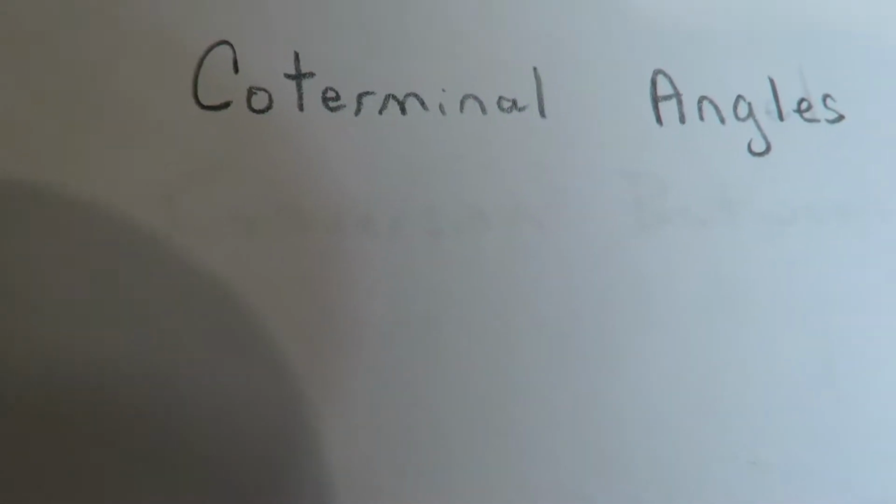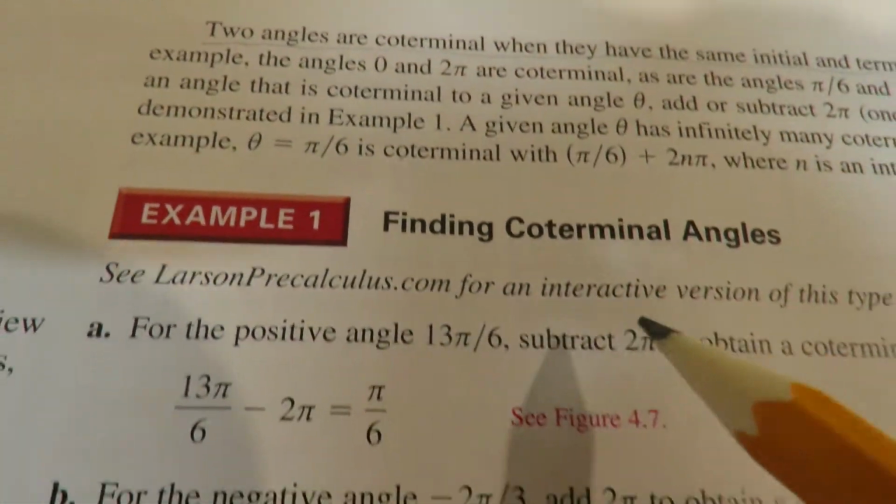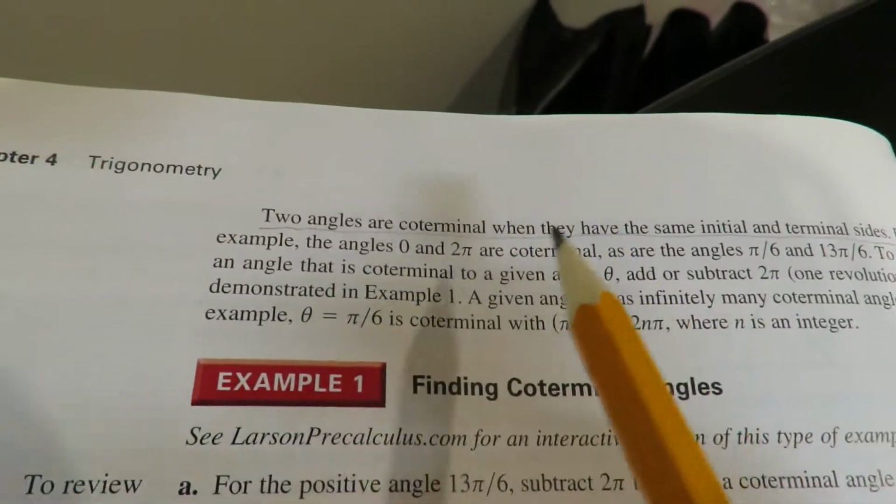Okay, pre-calc, we're still in 4.1. I'm going to go over more topics. So the next thing I want to talk about is something called coterminal angles. And I underlined this in my book because this is really important.